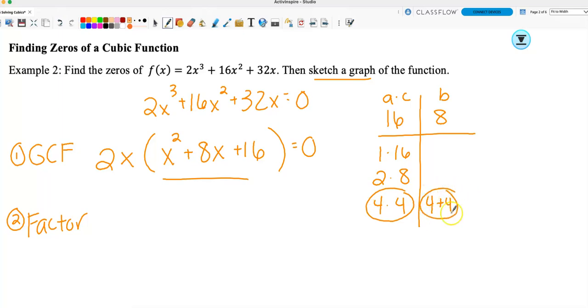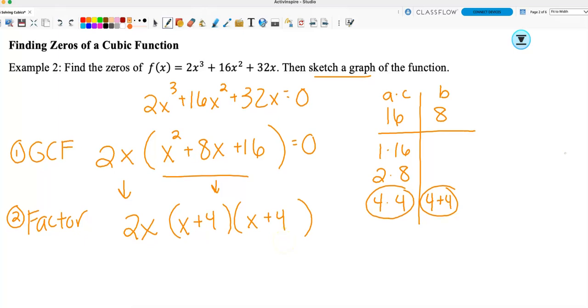Okay, so once you find your factors, this quadratic will split up into 2 parentheses and put your factors in them. So x plus 4, x plus 4, and then bring down our last factor of a 2x. So I've completely factored my cubic. Now I need to solve it.